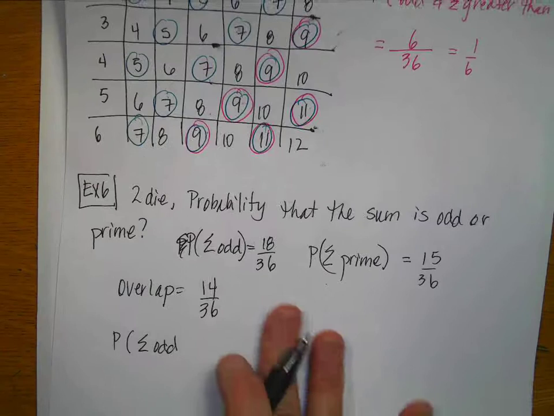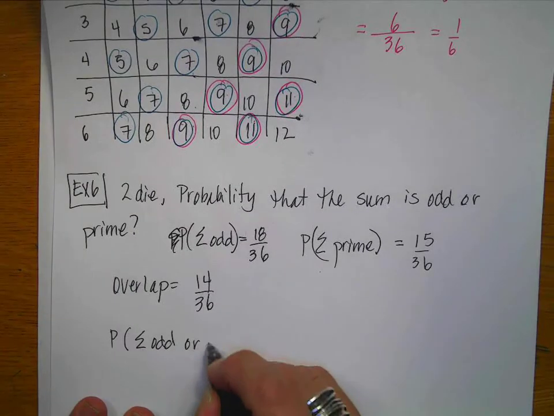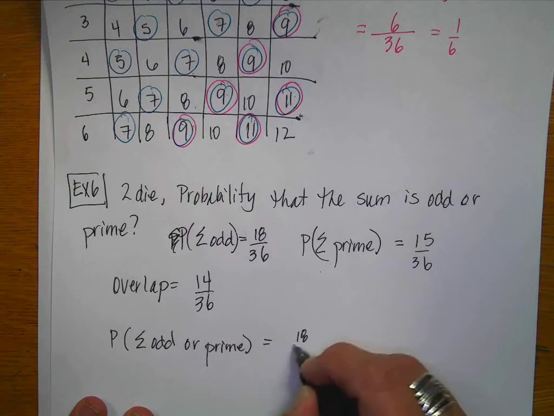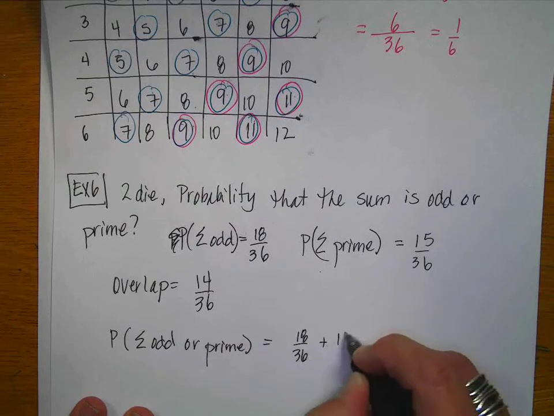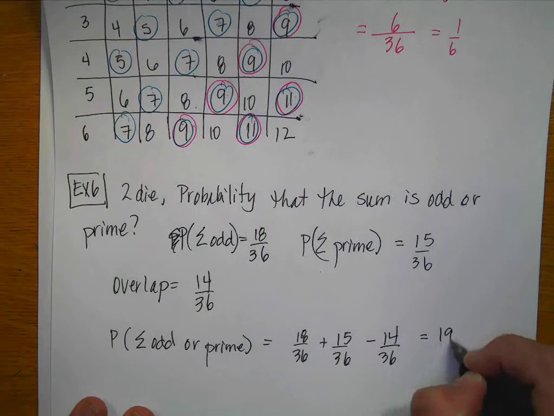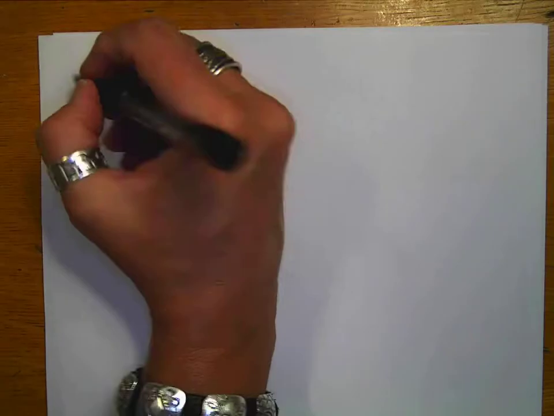So the probability that the sum is odd, let me move it up so you can actually see it, the probability of odd or prime is going to equal 18 over 36 plus 15 over 36 minus the overlap, 14 out of 36, and I get 19 out of 36. So there is my probability.